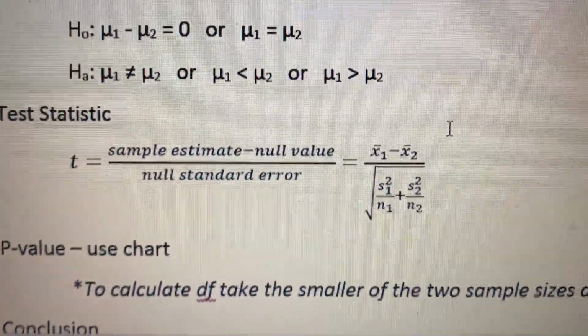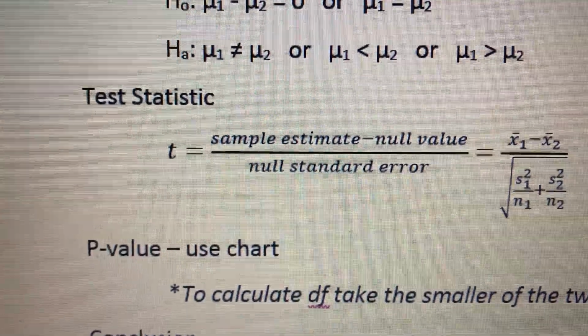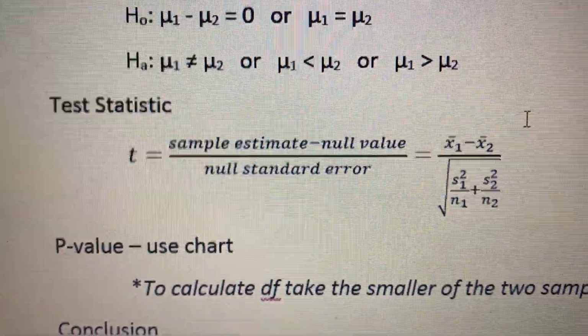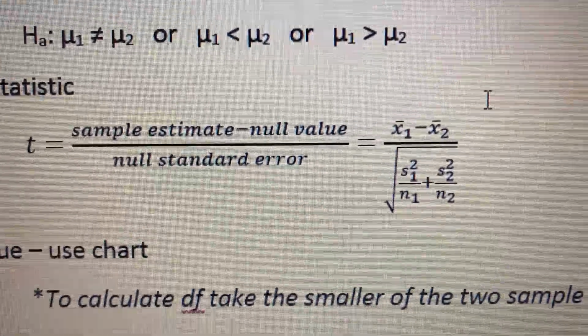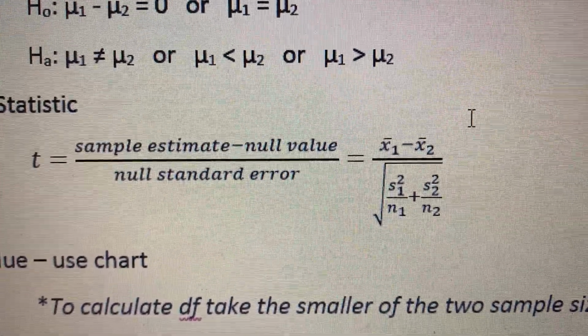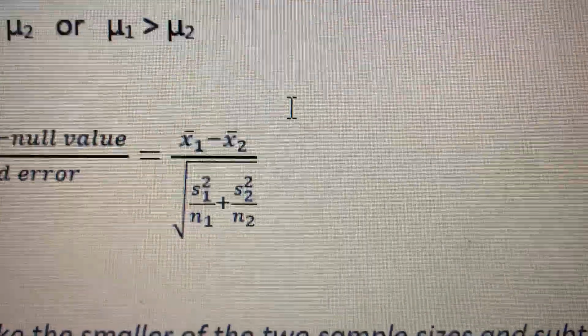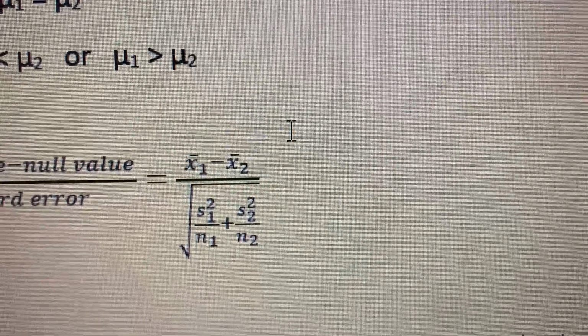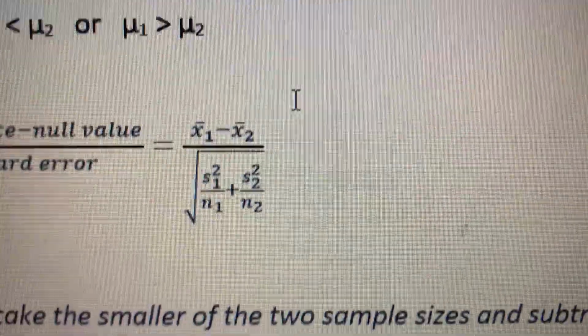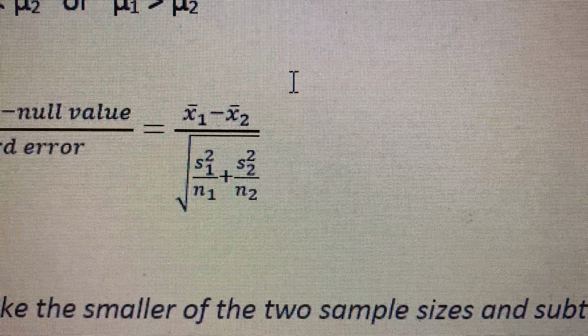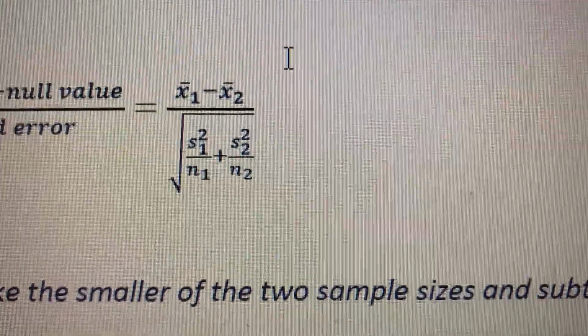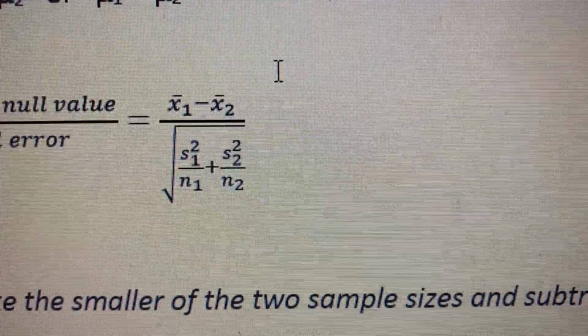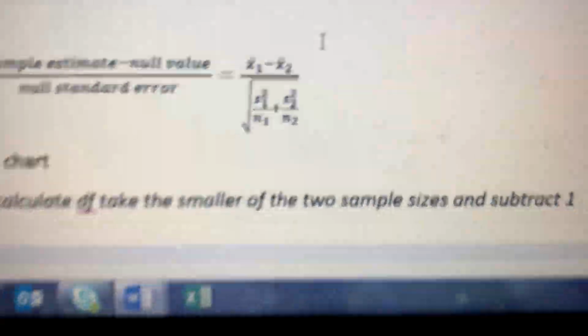Step 3, calculate our test statistic. It's a t-statistic. It's a hypothesis test on means. This whole thing is called a two-sample t-test. And how we calculate our test statistic, once again, is sample estimate minus the null value divided by the null standard error. Our sample estimate, our best guess for mu1 minus mu2, if we only have sample data, is x1 bar minus x2 bar. Our best guess for the difference between our two population means is the difference between our two sample means. Our null standard error, you can see right here, the square root of s1 squared over n1 plus s2 squared over n2.